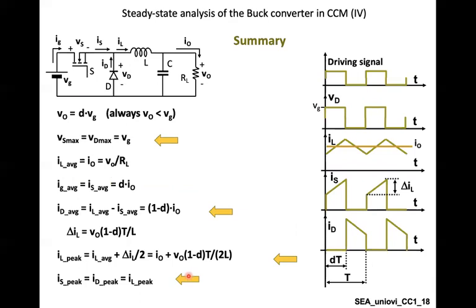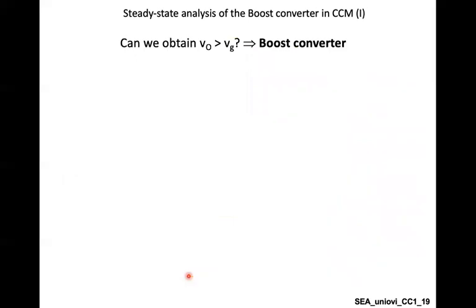In the next part of this lecture, my dear students, we are going to ask this question: is it possible to step up the voltage? Is it possible to get the output greater than VG? Or in other words, is it possible to boost your voltage? This will be answered in the next part of this lecture, inshallah.